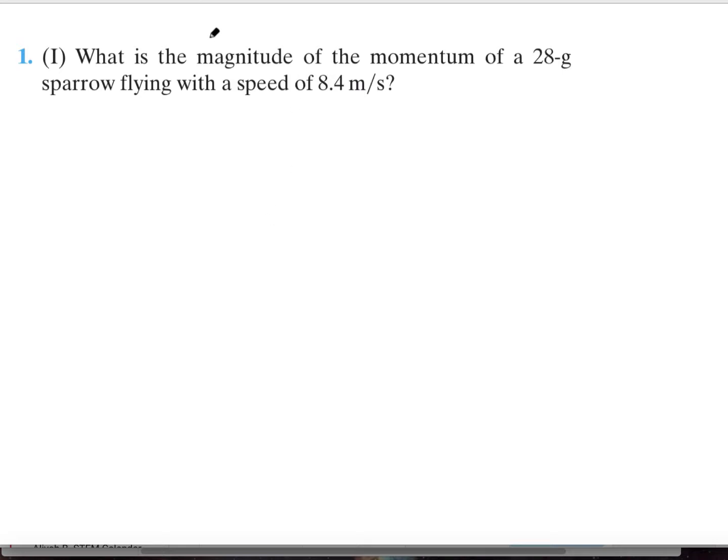Hello, these are the solutions to AP Physics 1's homework number 4.1. So this is the first homework in Unit 4, which is regarding momentum and collisions and impulse.